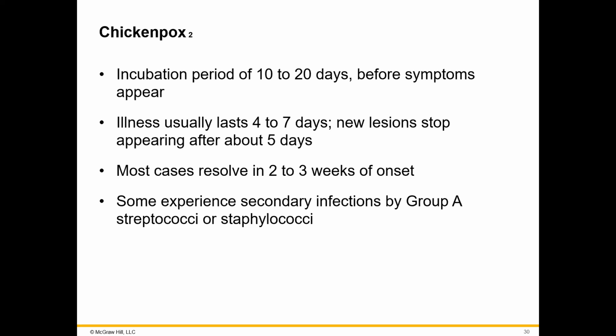Okay, so I should be saying something. They're already getting the chickenpox, how common that can be.